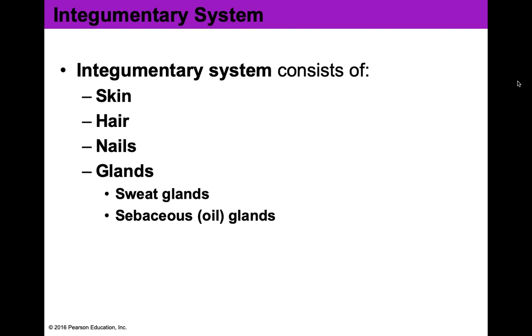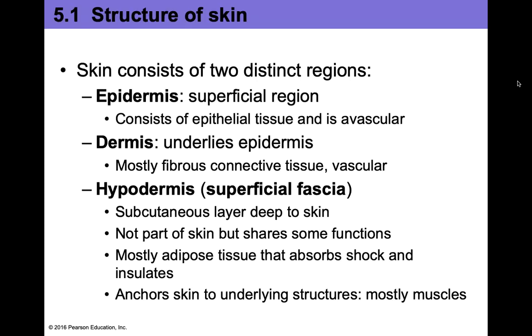So here are the main players that we're going to be talking about today: the skin, hair, nails, and the glands, including your sweat glands and your sebaceous oil glands. So the structure of the skin. There are three main components of your skin. You have the epidermis, which is the outermost, the dermis, and then something called the hypodermis, which is not exactly part of the skin, but it's associated with the skin. So really, it's just the epidermis and the dermis, but we include the hypodermis too.